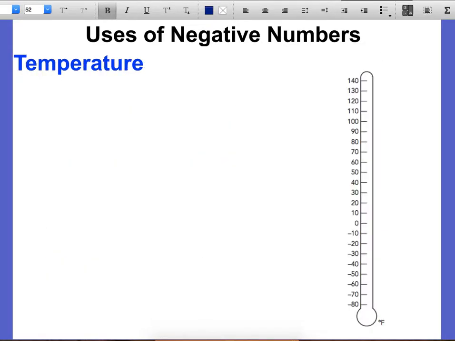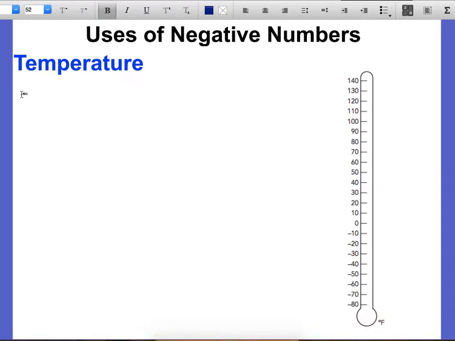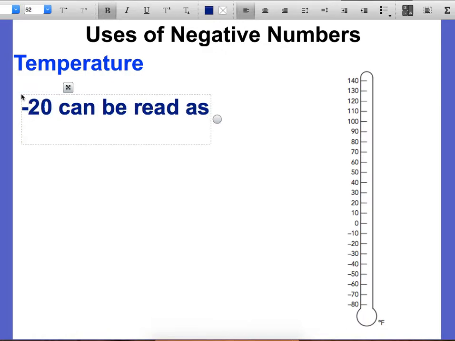Let's look at temperature too. We know that temperatures can be measured in positives and negatives. When we hear that the temperature is negative 20, it means that it's 20 below 0. So you'll hear both of those actually. Negative 20 can be read as 20 below 0. These are common things that we hear a lot, so we need to be aware of them.